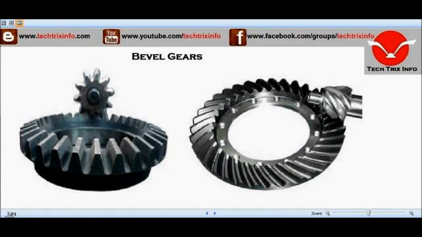Straight bevel gear teeth actually have the same problem as that of the spur gears. So to avoid that, the solution is to curve the gear teeth, as you can see over here. Here the gear teeth have been curved so that impact load can be reduced, and the noisy operation can also be minimized in the bevel gears.